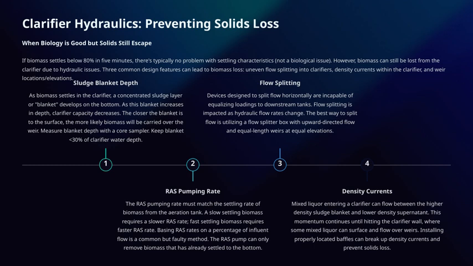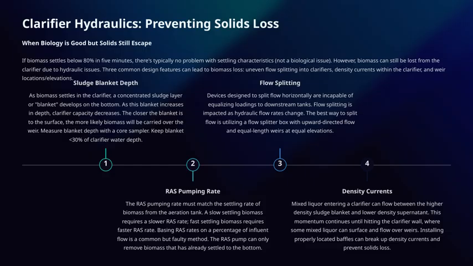Now let's look at the sludge blanket depth. As biomass settles, a dense layer or blanket forms at the bottom. The deeper this blanket gets, the less capacity the clarifier has. Plus, if the blanket gets too close to the surface, say over 30% of the water depth, solids are more likely to be carried over the weir. To keep an eye on this, use a core sampler to measure the depth regularly and ensure it stays below that 30% threshold.